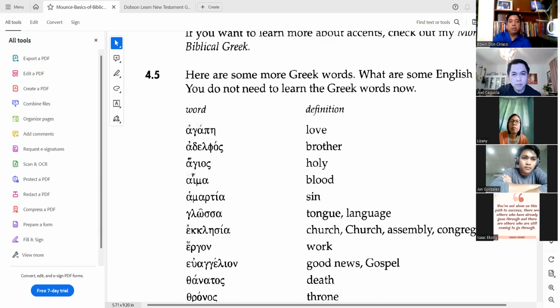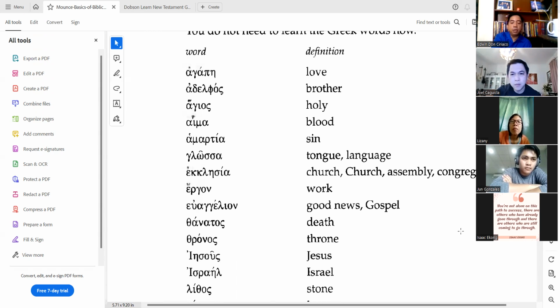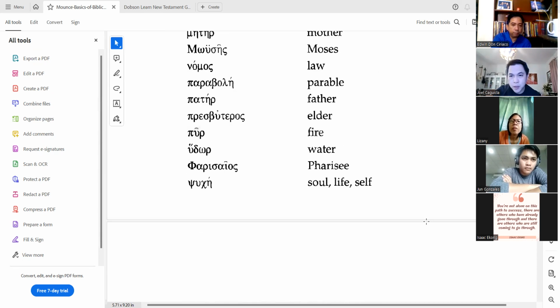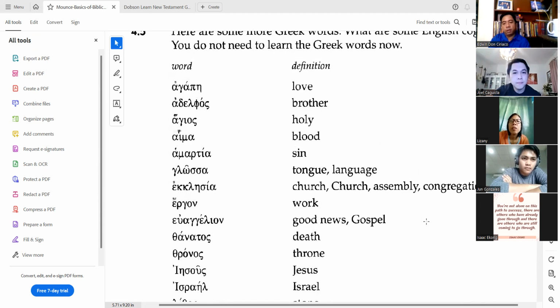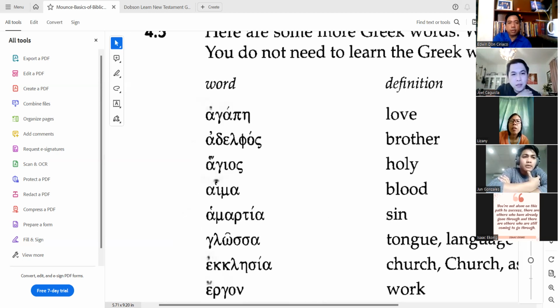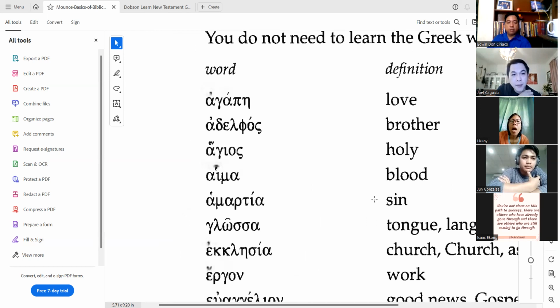Okay, some Greek words with some English cognates. This is a lot, but we will read together and then we will take our break so that we can move to the next lesson. Okay, agape. You read it, no? Agape, agape. The accent is there.